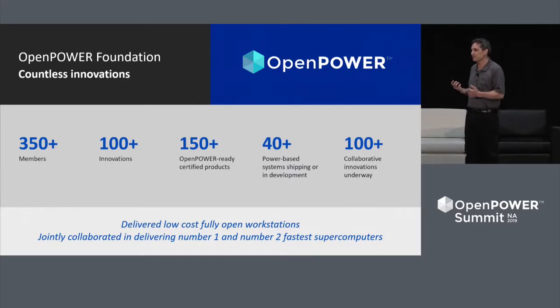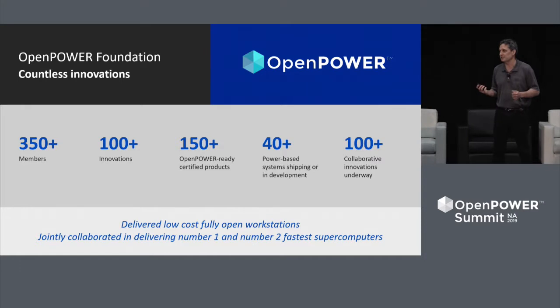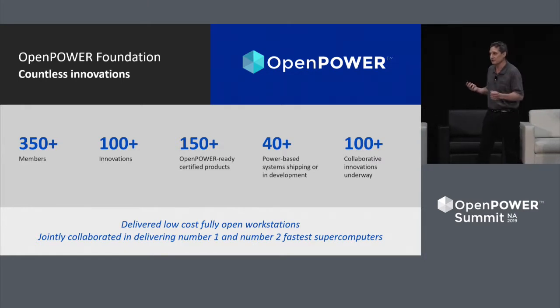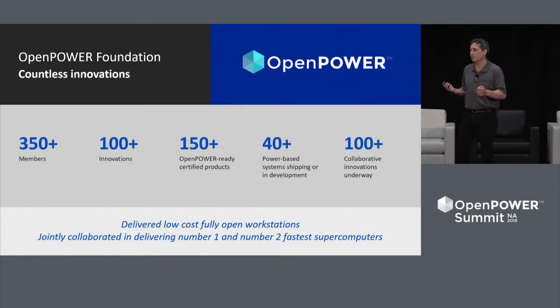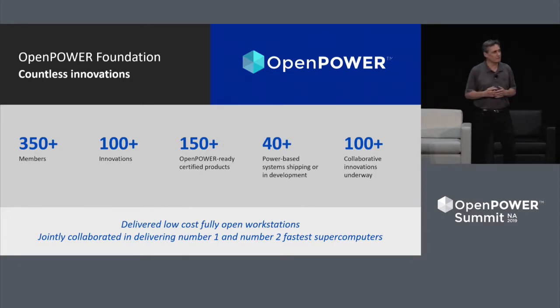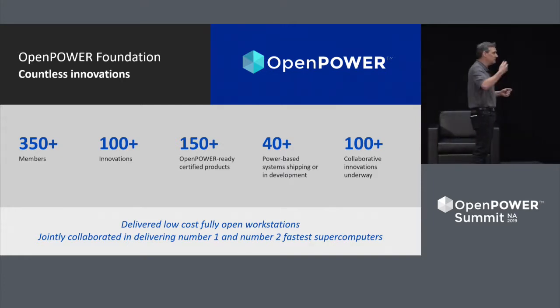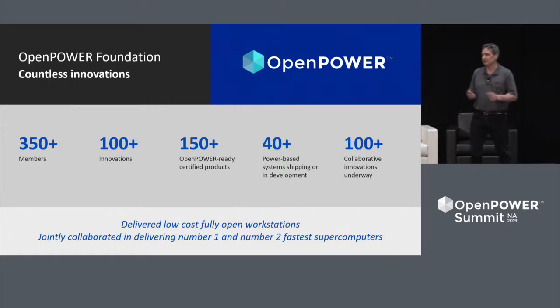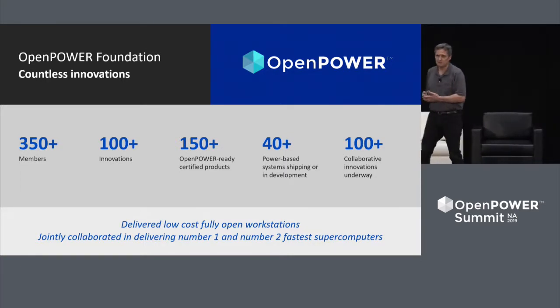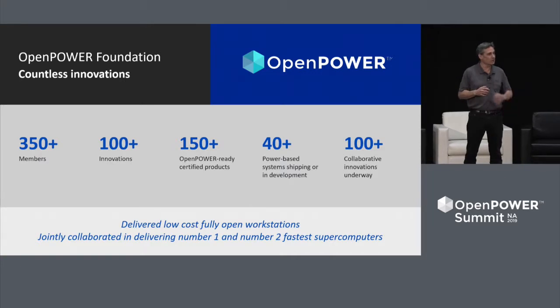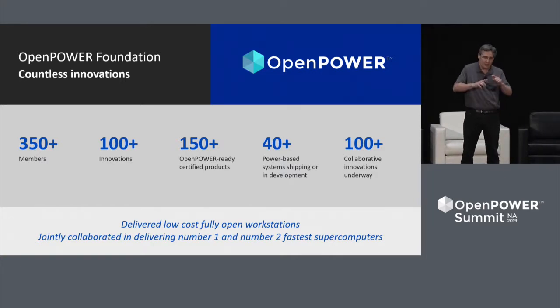With the 350-plus members we have in the foundation, we've had hundreds of innovations. We have over 40 different types of server solutions that have come out in the market, more than 20 different vendors that have delivered open solutions in the community, along with a lot of different work being done at every different layer of that stack. The community has delivered all the way from low-end workstations, like Raptor has delivered, all the way up to the top supercomputers in the world, the number one and number two supercomputers at Oak Ridge and Lawrence Livermore. That was done through a community of innovation, many different players.